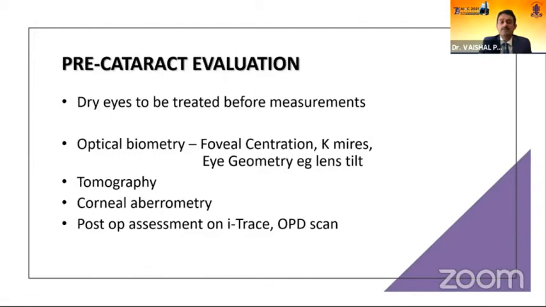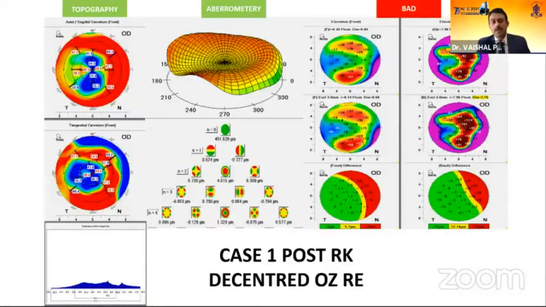An optical biometer is very, very important because it tells us the foveal centration, the K-readings, the geometry of the whole eye. Tomography is important, and corneal aberrometry. I use the iTrace and the OPD scans in cases where the patient is unhappy post-operatively with premium IOLs, to find out what is the cause and where the problem is. So these are a few examples.